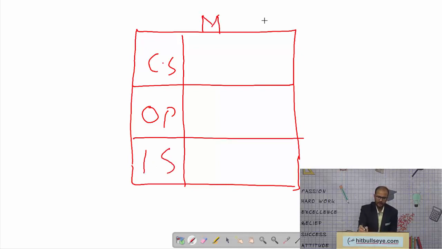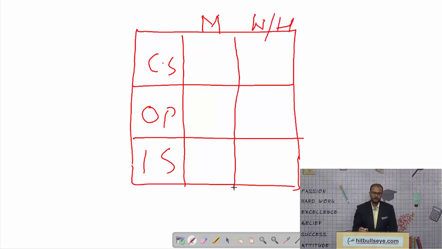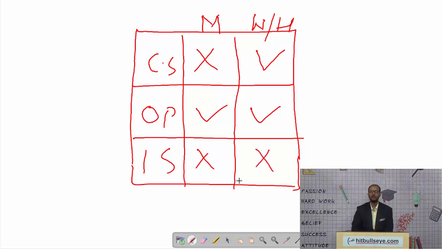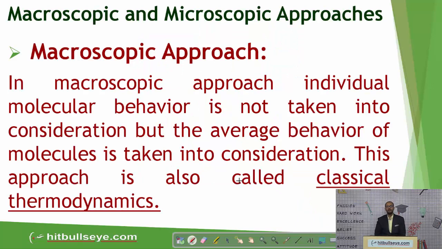Here we have mass, here we have work or heat. In closed system, mass cannot enter to the system's boundary, but work and heat can go in or can go out from the system's boundary. In open system, mass as well as heat can enter to a system's boundary. In isolated, mass is not allowed to enter system boundary as well as heat and work cannot enter to the system's boundary. Next is different types of approaches in thermodynamics.